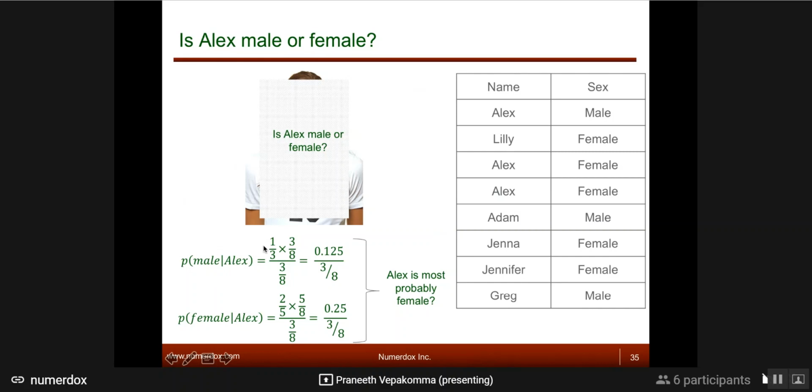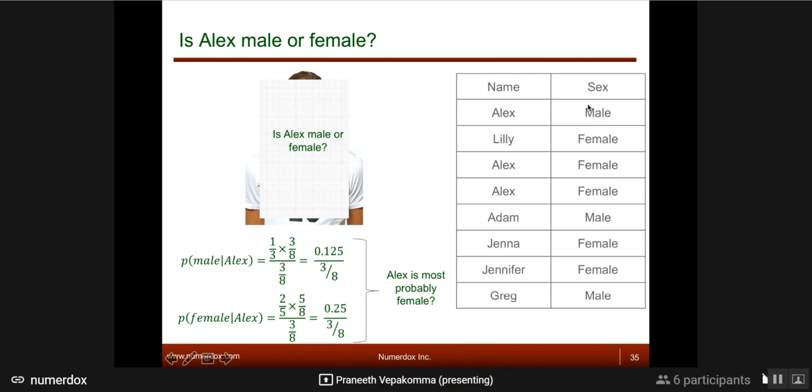Male given Alex, the first term you need to have is the flipped one, right? Which is Alex given male. So from this data set, what is the probability of Alex given male? Anyone want to try? I will go over this. You'll have a sample data set for your assignment, and there you can try by yourself as well.